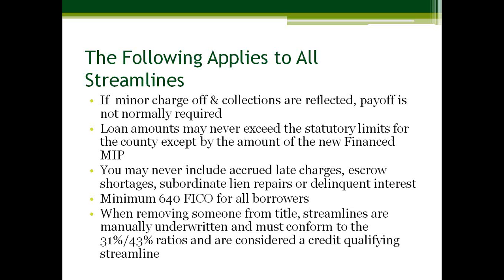This particular loan requires a 640 minimum FICO score for all borrowers, no exceptions. When removing someone from title, streamlines are manually underwritten and must conform to the 31/43% ratios and are considered a credit qualifying streamline.